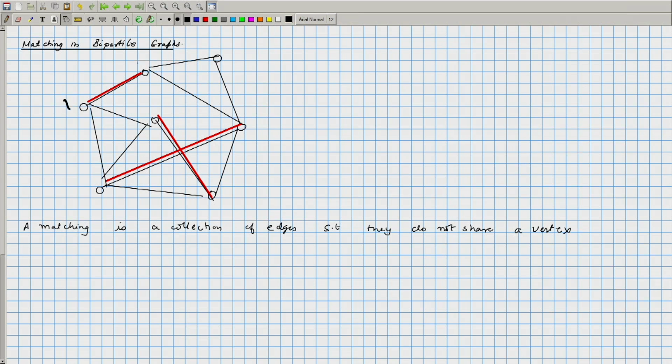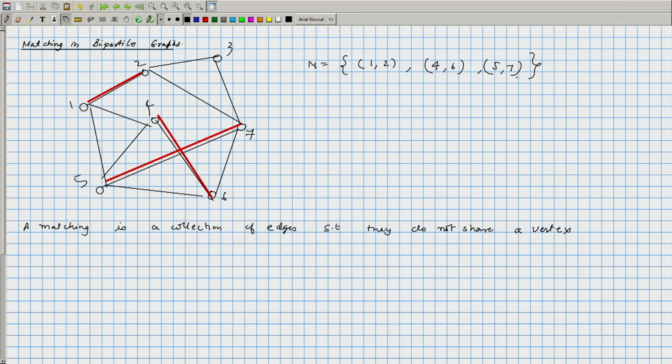If you number the vertices as 1 to 7, the matching that we have described here using the red edges will consist of the following edges: 1, 2, 4, 6 and 5, 7. Look at any 2 pair of edges inside this collection, they do not share a vertex.